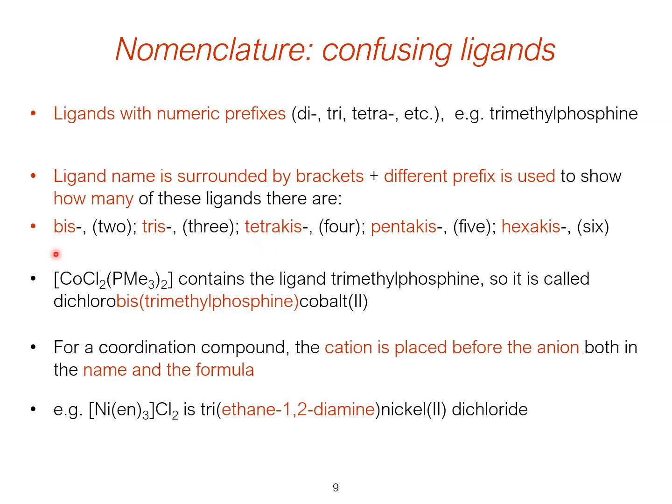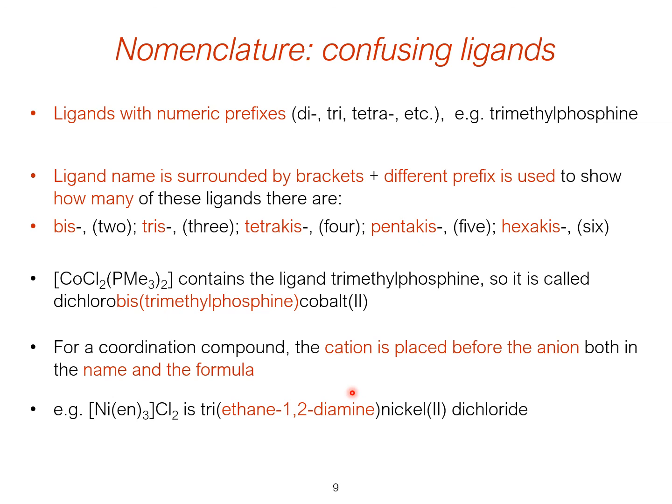So the example here, we've got a cobalt with 2 chloride ions, and this is the trimethylphosphine that we were talking about up here. So in this case, it's got 2 trimethylphosphines. So when we write it down, the chloro is there first because it's first alphabetically. But then we have bis because there are 2 of them, and then in brackets trimethylphosphine, cobalt(II).